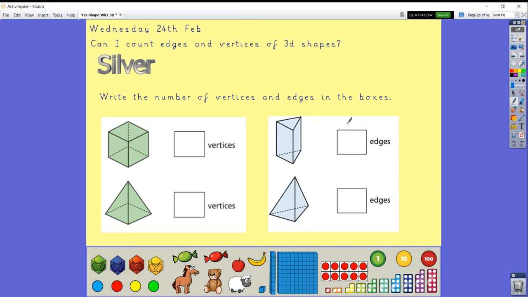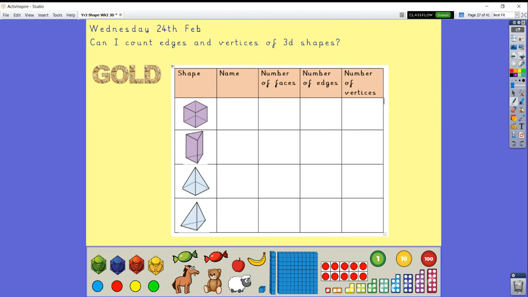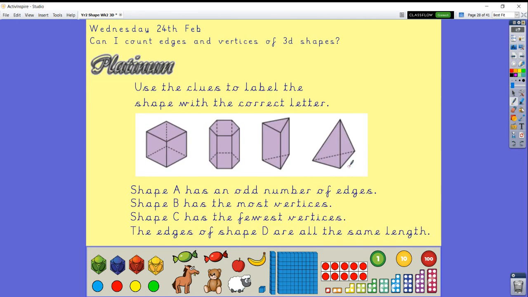So your learning activities today, you might want to try and find the shapes around your house. See if you can count the vertices for these shapes and the edges for these shapes. We've then got a table where you're going to combine some of your learning together, thinking about the name of the shape, the faces, the edges and the vertices. And finally, we have got some clues, and you have to match the shape to the clues.